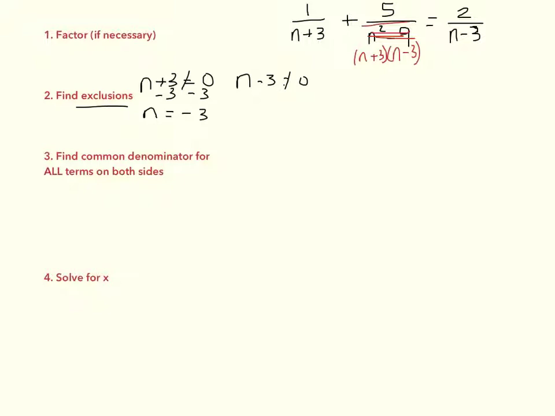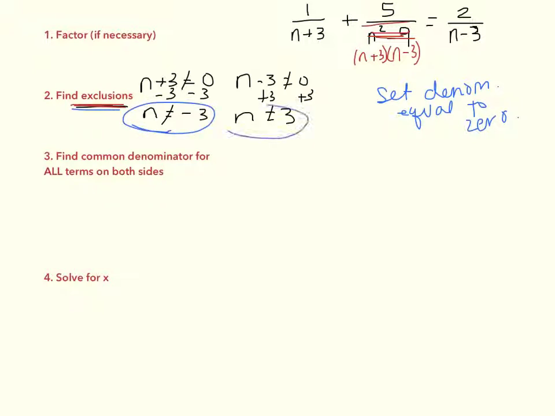So we said those can't equal 0. That means n can't be negative 3. And just like over here, n cannot be positive 3. That's what they mean by exclusions. Because if n was positive 3, then when we plugged it back in, 3 minus 3 would be 0, and we can't have a 0 at the bottom of a fraction. So for your exclusions, you make the denominators equal to 0 and you solve. Those are the numbers that your variable cannot be. So n cannot be negative 3 and it cannot be positive 3.